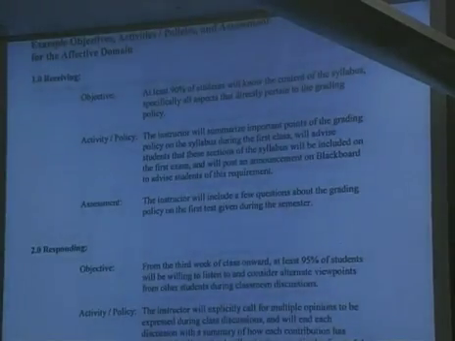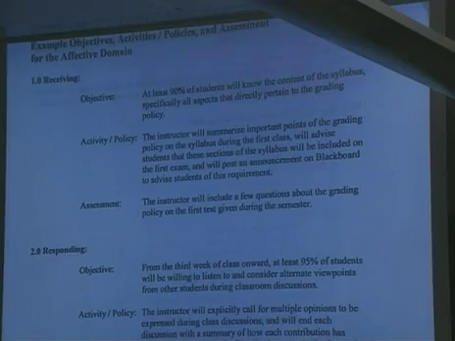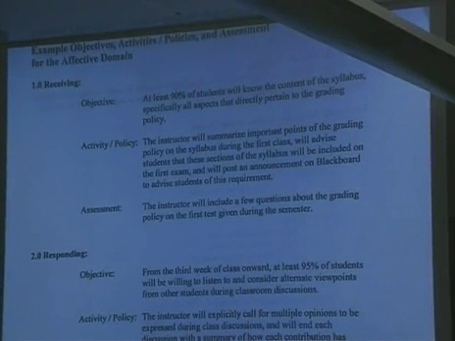So to support that objective of getting the students to be aware of the grading policy, we would say, okay, maybe the instructor will summarize important points on the grading policy of the syllabus during the first class, and then advise students that those sections of the syllabus will be included on the first exam. This is not something that I particularly do, but I heard an adjunct instructor advise that that's a good way to get students to pay attention to your syllabus: add a few questions to your exam. And then you can post an announcement on Blackboard to advise students of this requirement. So hopefully, covering all your bases.